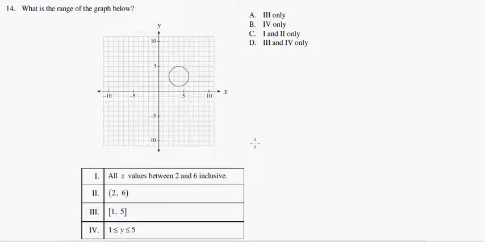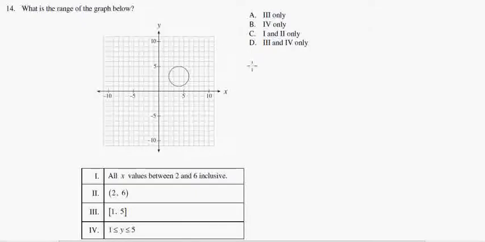Okay, question 14 for the Practice Provincial B asks us, what is the range of the graph below? And it gives us four different answers, and then four actual answers. Alright, so range does require us to remember the definition of what is range.